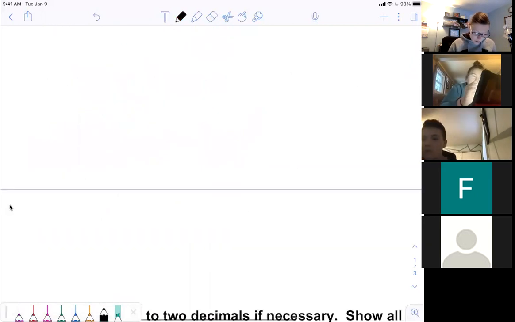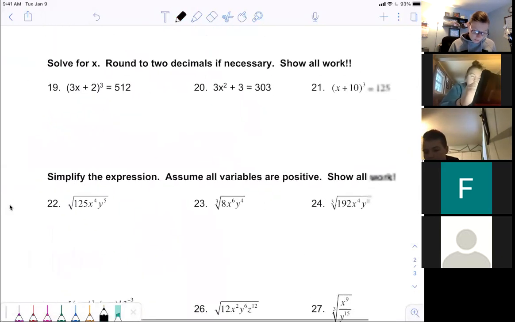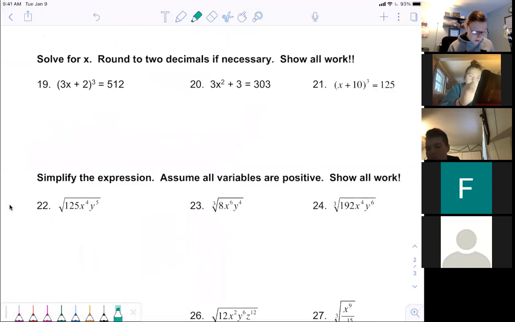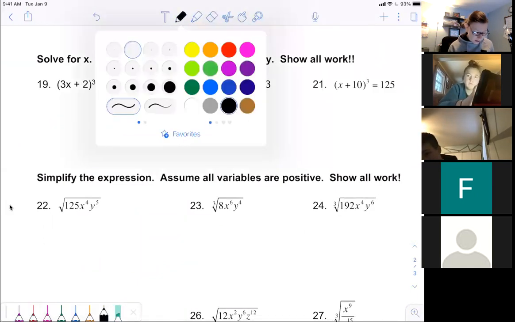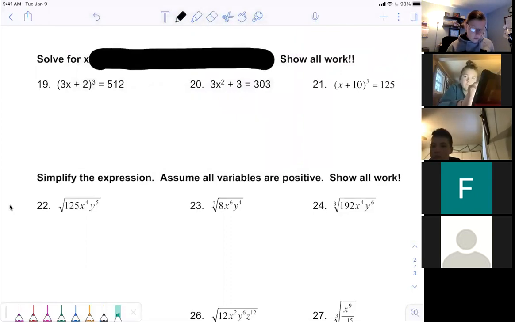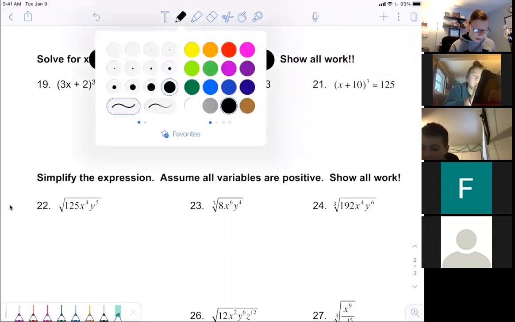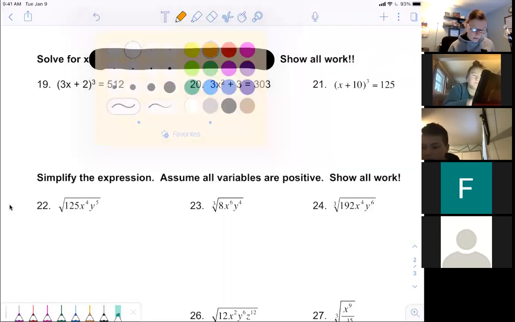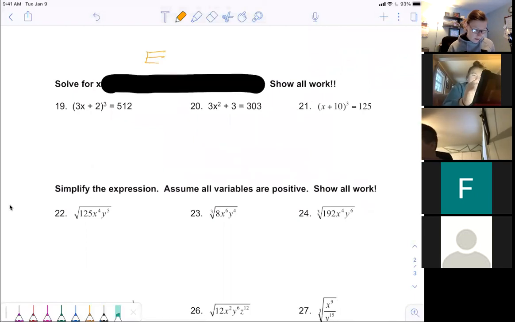All right, so just to show you what the back side of the page looks like, I want you to cross off these directions where it says to round. We're not going to be rounding. I don't even know why I have them included in there. Solve for X, show all work. They should be exact. You'll be asked to keep it exact tomorrow. So those need to be exact.